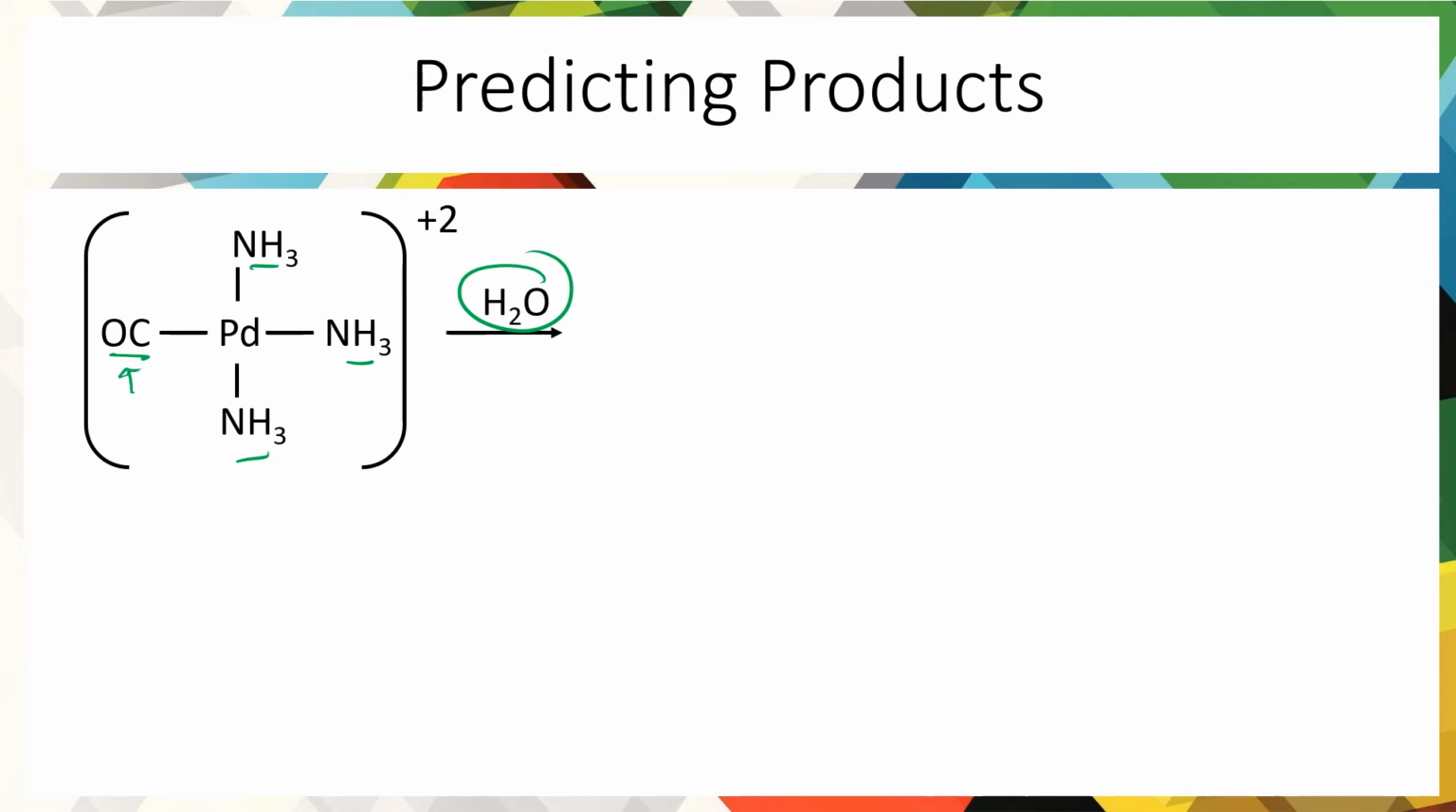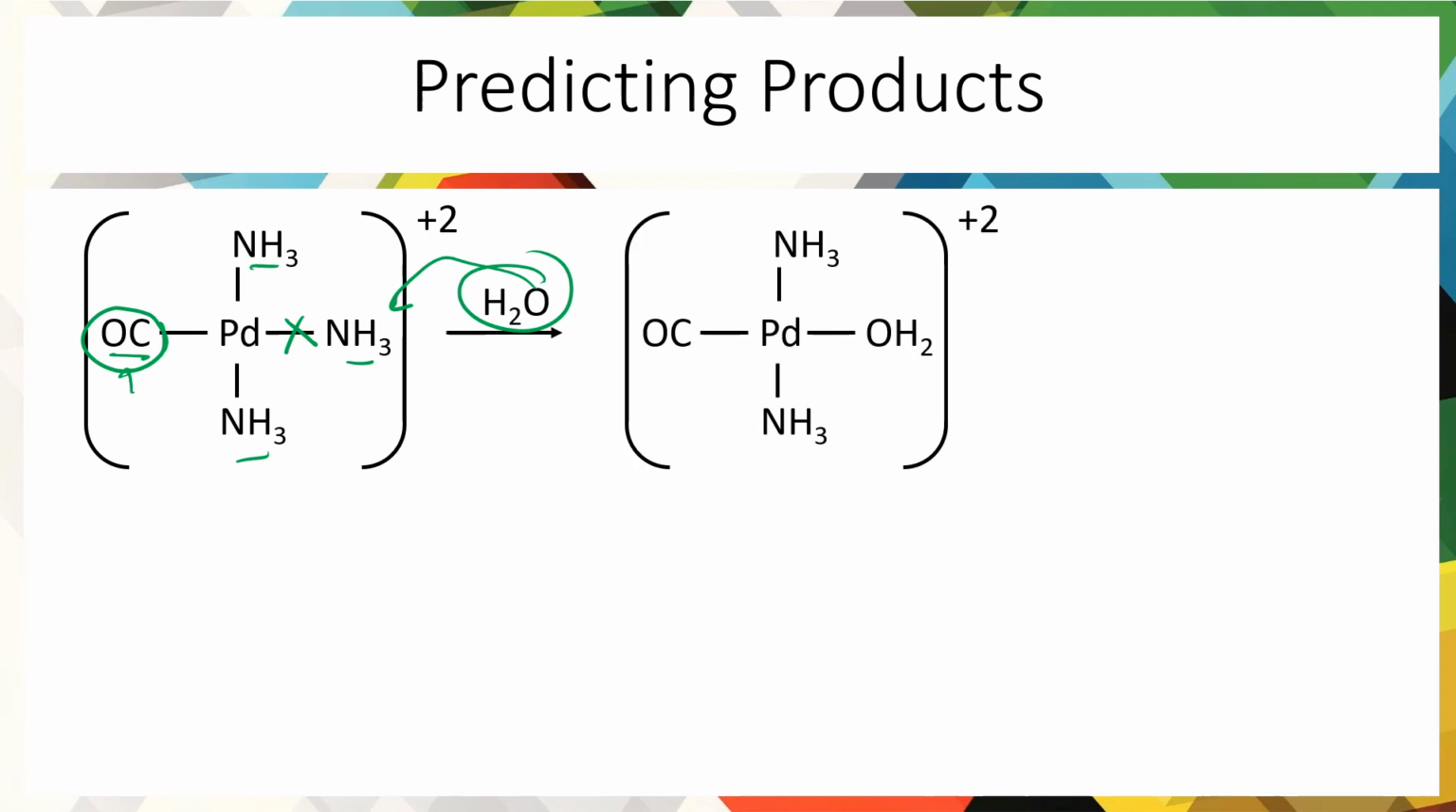Well, carbonyl was at the very top of our trans-directing series. So this is the best trans director. And what that means is it will knock out the ligand trans to itself. And so that means water is going to attack in that ammonia position. And so what we get is this palladium complex with the water ligand, the aqua ligand, trans to the carbonyl ligand. Okay, it's a classic example. So let's take a look at another.